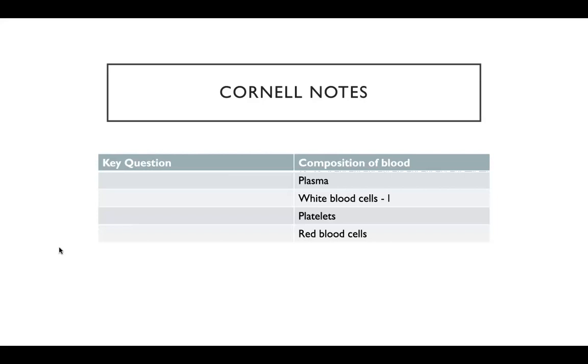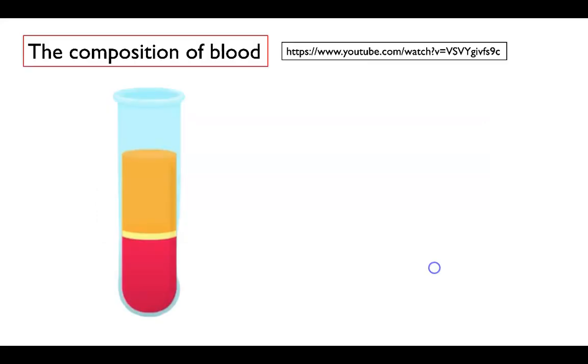Please set up your Cornell notes like this. Imagine this is your page, where you put a line down the page, at the half of it. Then on the right hand side we put composition of blood, on the left hand side key questions. We are going to write the structure and function of plasma on the right hand side underneath plasma. Then underneath white blood cells, the structure and function of white blood cells, and so on until we get to red blood cells. So, first of all, before we start, what we need to be aware of is the composition of blood.